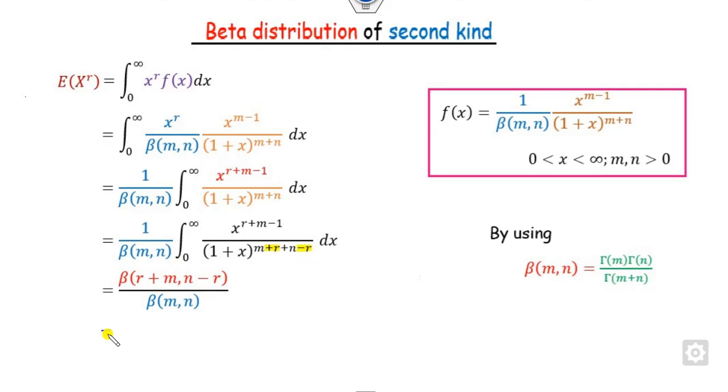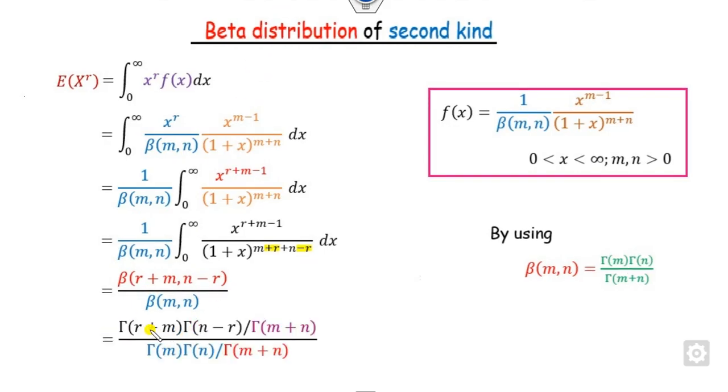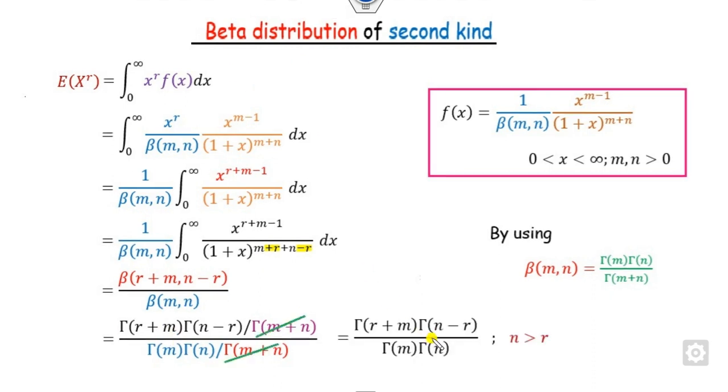So you can see I can open this formula as gamma function of n divided by gamma function of m plus n. Similarly for here. So after that you can see m plus n will be cancelled out. So the remaining term will be m here, provided n is greater than r.